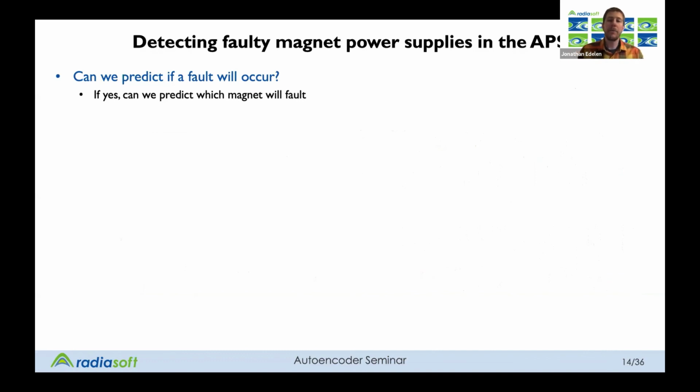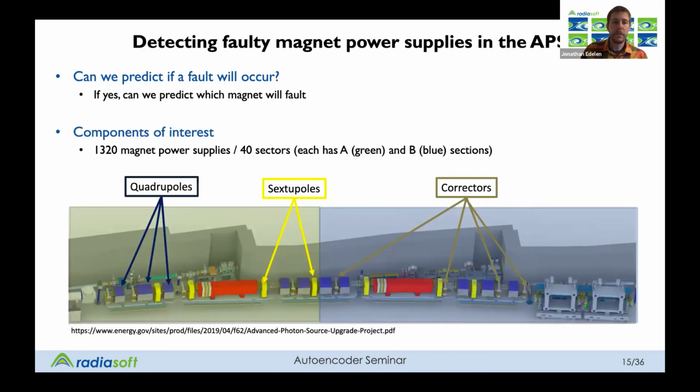So next I want to move on to the second study, which is detecting magnet power supply faults in the APS storage ring. Here we're trying to answer two questions. The first question is, can we predict if a fault will occur? And the second question is, if we can predict that a fault will occur, which magnet is going to fault?